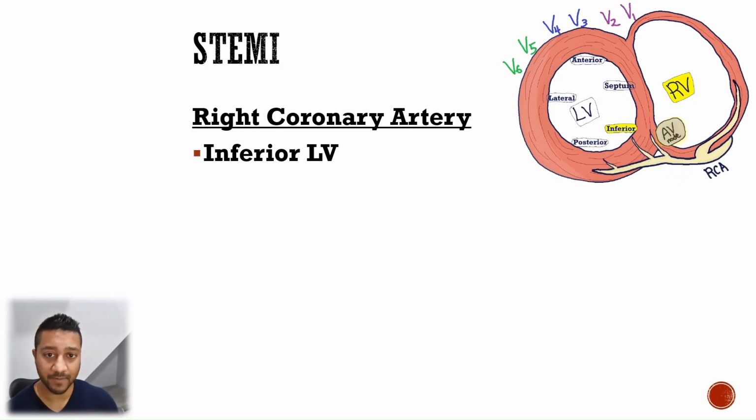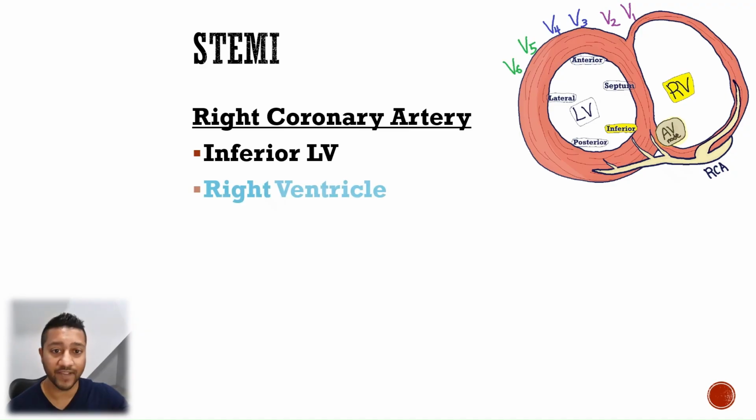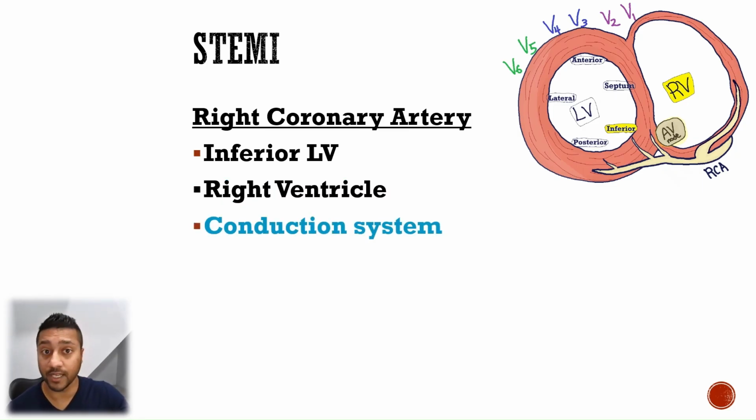While on the topic of STEMIs, it's important that we talk about the right coronary artery. The right coronary artery is particularly interesting because in addition to supplying the inferior wall of the left ventricle, it also supplies the right ventricle in about 50% of the human population. In addition to that, it also supplies the cardiac conduction system in a majority of people.